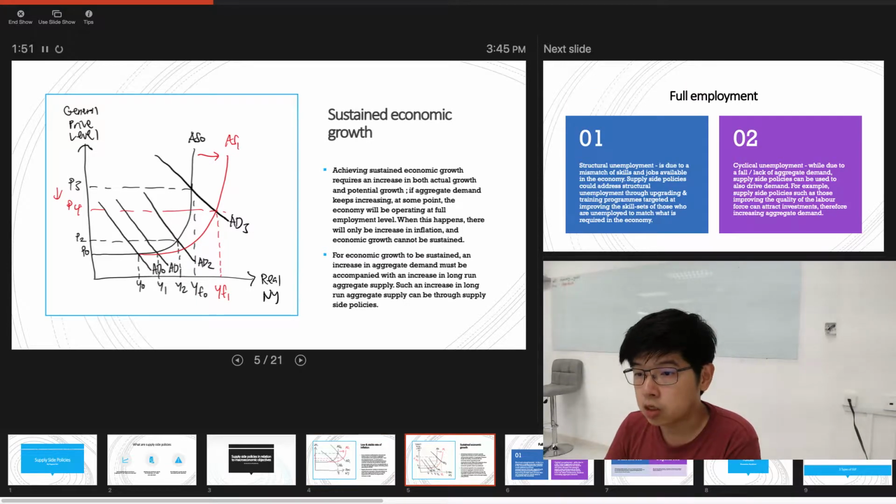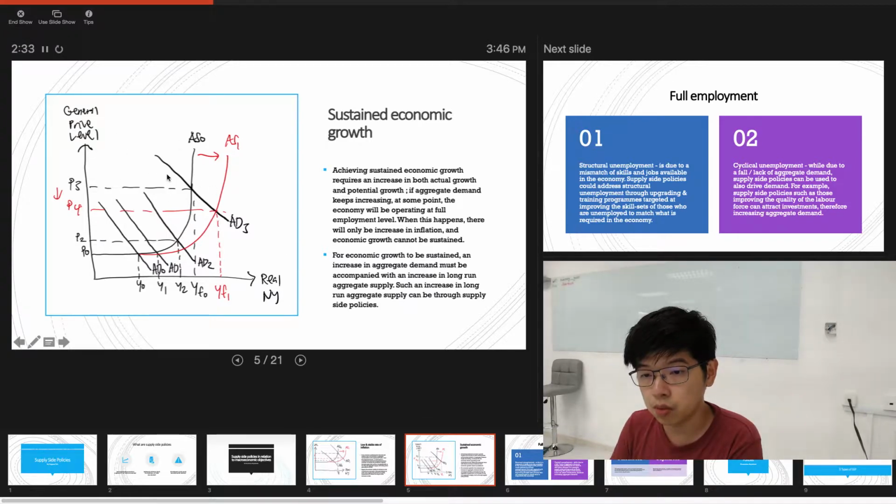Next, let's look at sustained economic growth. Trying to achieve sustained economic growth requires you to increase both your actual growth and potential growth, because let's look at this diagram. When your AD increases from 80 to 81, your prices don't go up, your output goes up. When 81 increases to 82, you see that prices go up from P0 to P2, but your output still goes up from Y1 to Y2. But when 82 goes to 83, you realize that your prices go up quite tremendously, and you still see a little bit of economic growth. But once you have reached 83, you can't actually increase AD any further. There will not be any economic growth any further from 83.